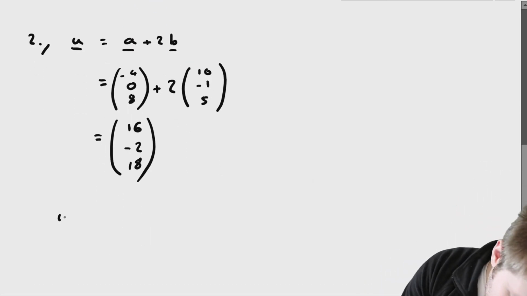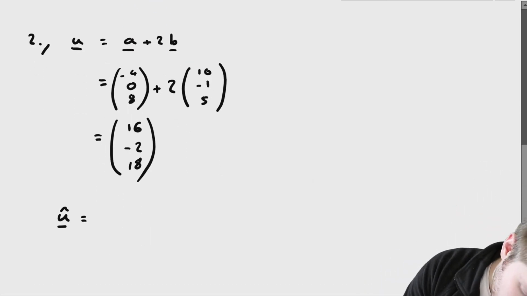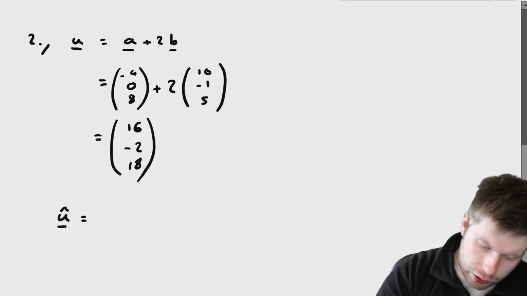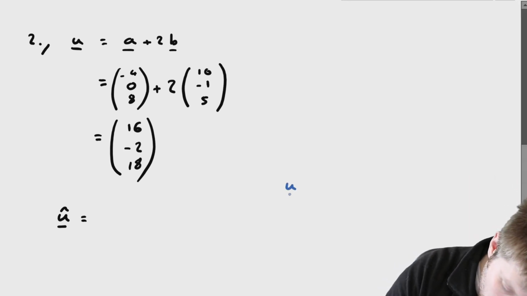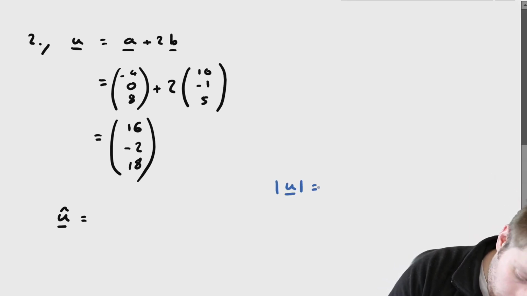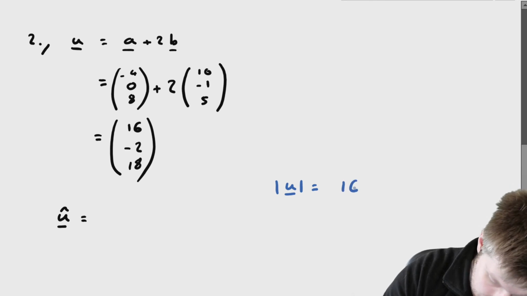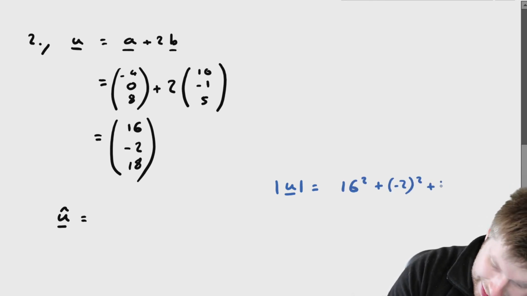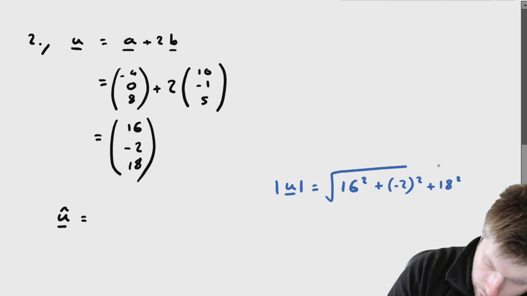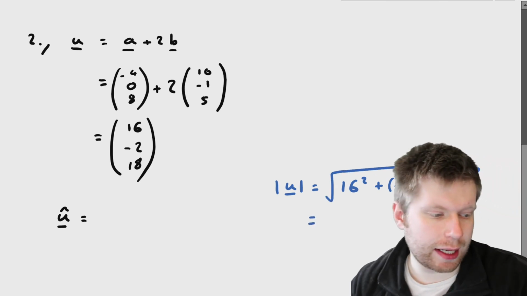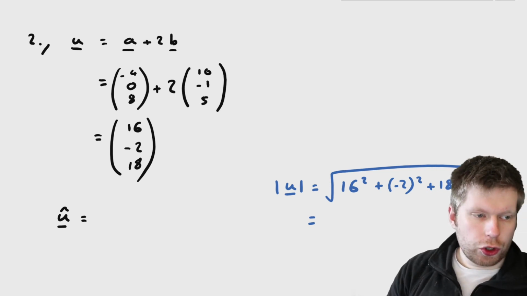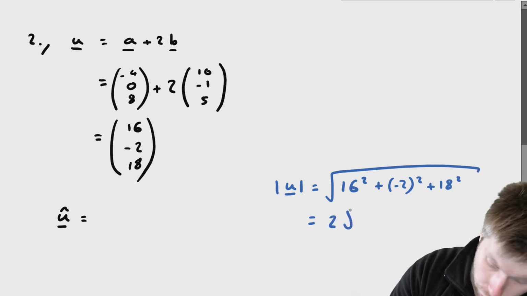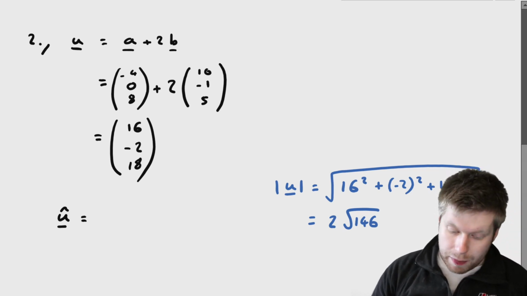Now I want to find the unit vector in the same direction as this vector I've just found. In order to do that, I first need to find the magnitude of this vector. I take 16 squared plus -2 all squared plus 18 squared, and then square root all of that. If I put that in my calculator, I get 2 root 146. Okay, fine. So that's going to be the magnitude.